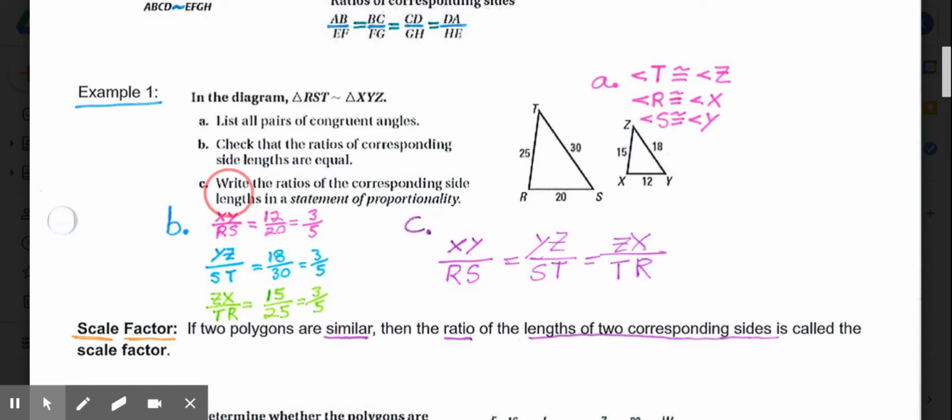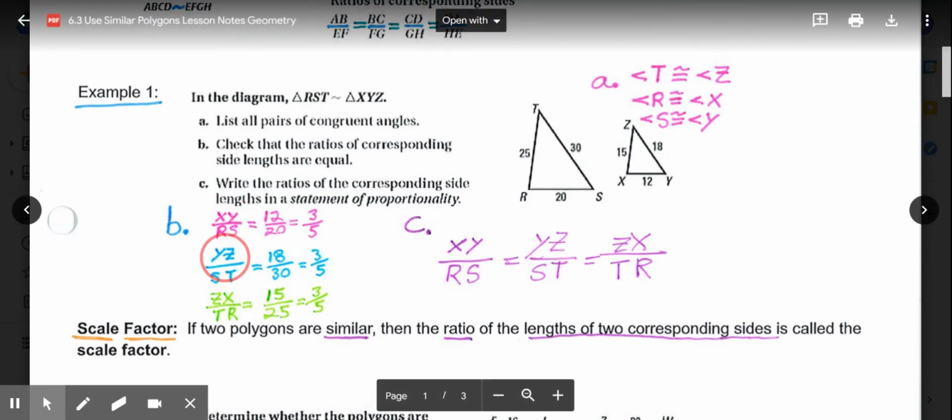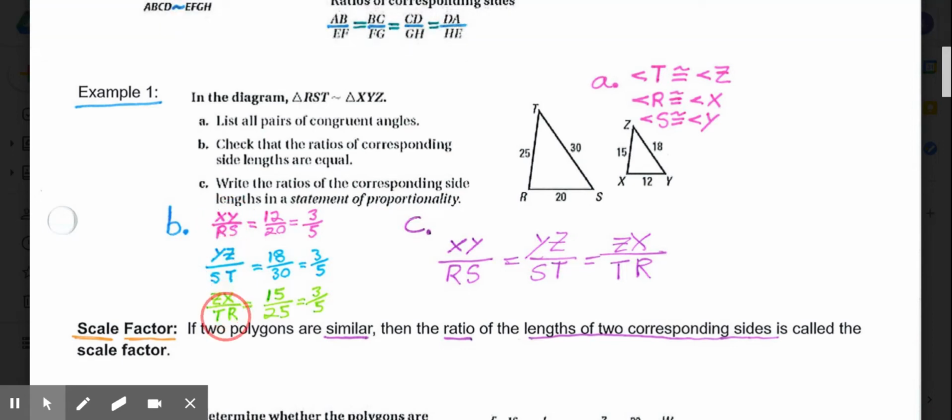And then it says in C, write the ratios of corresponding side lengths in a statement of proportionality. So that's taking each of these individual pieces that we checked and setting them equal to each other. So XY over RS equals YZ over ST, which equals ZX over TR. And that is your statement of proportionality.